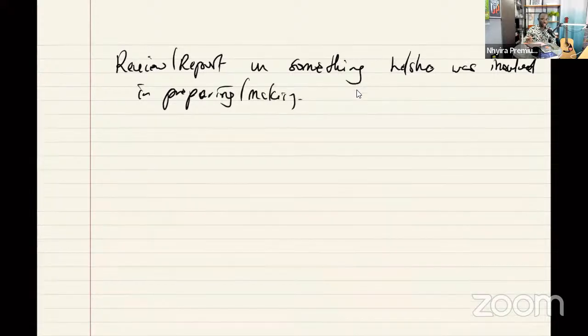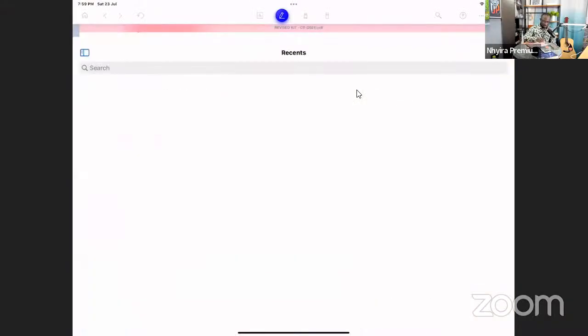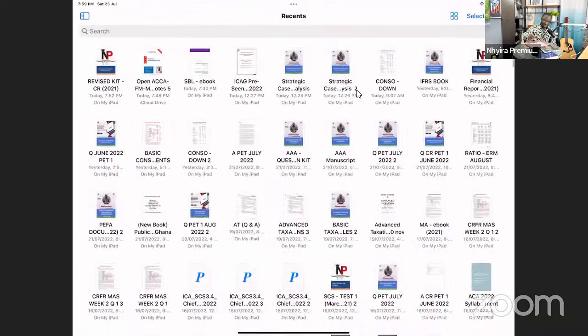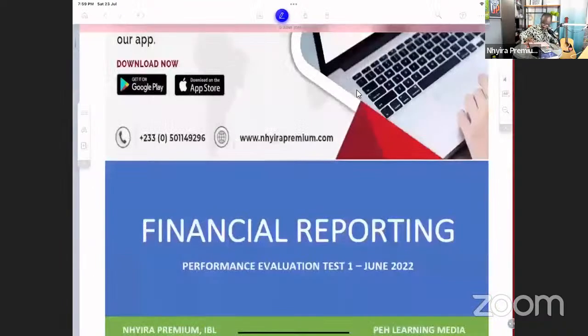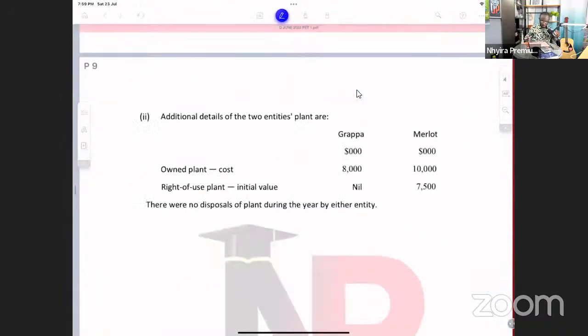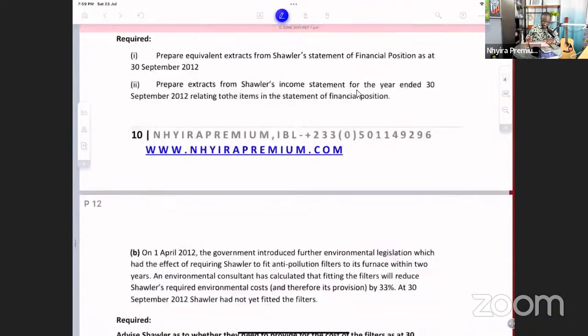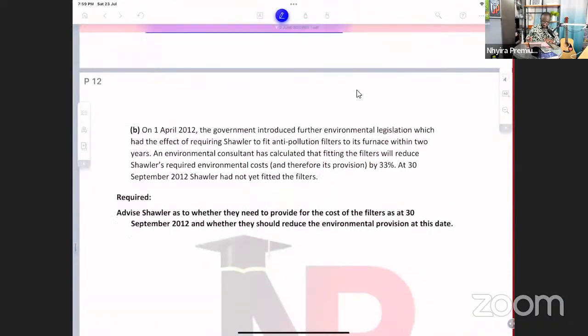So if you remember the question that we looked at, I don't think we looked at this question though, because we had discussed it earlier. Let me see if I can just bring it up and illustrate it to you. I'm not going to solve it, just illustrating it to you. If you remember the performance evaluation test that we did, there was an ethics question. Let me see if I can find it.